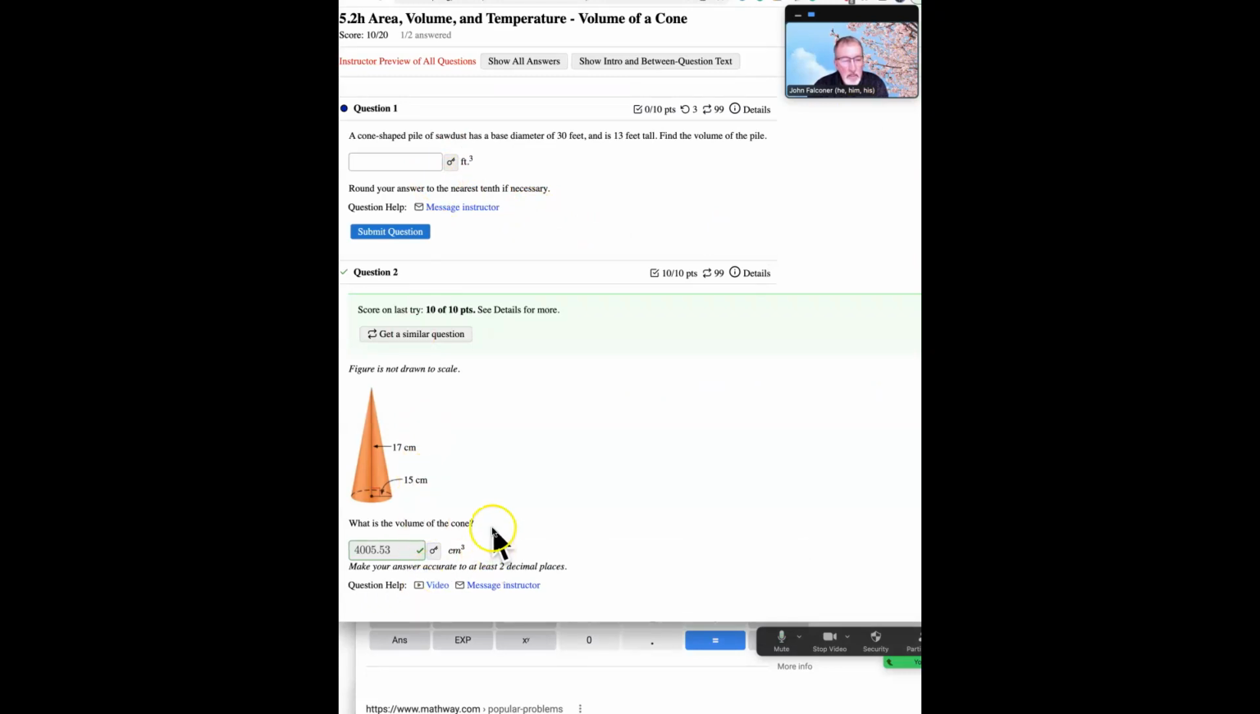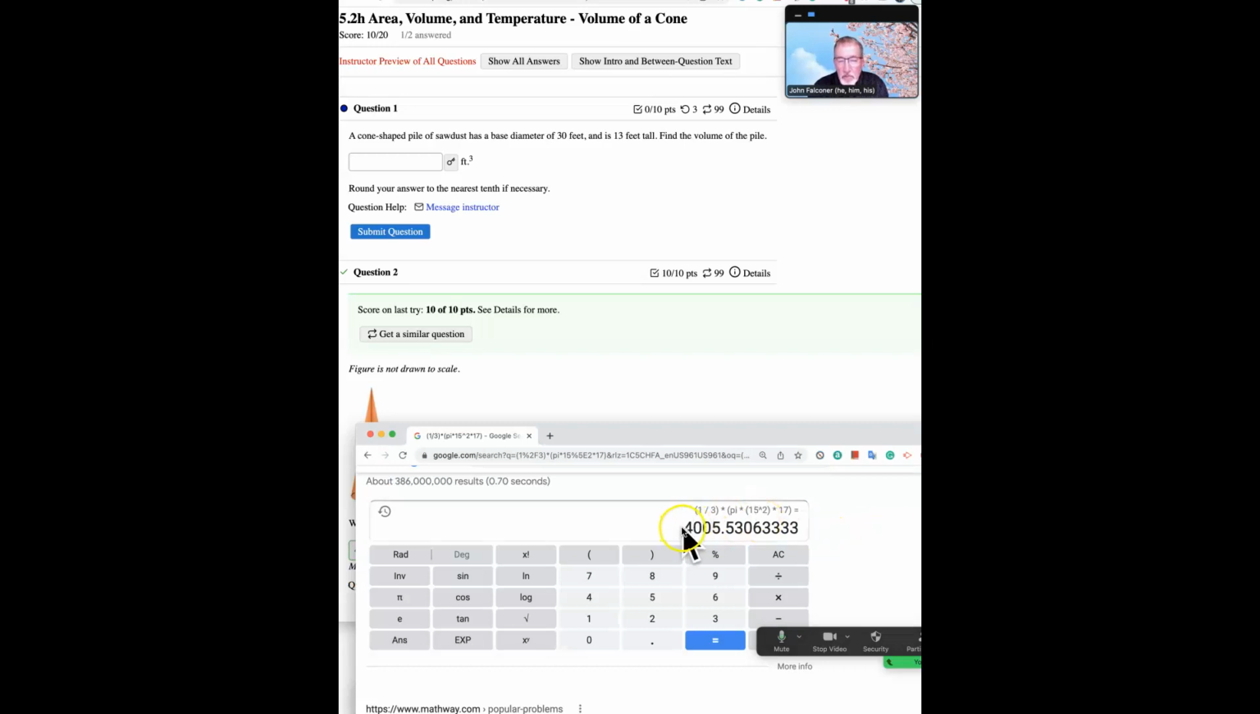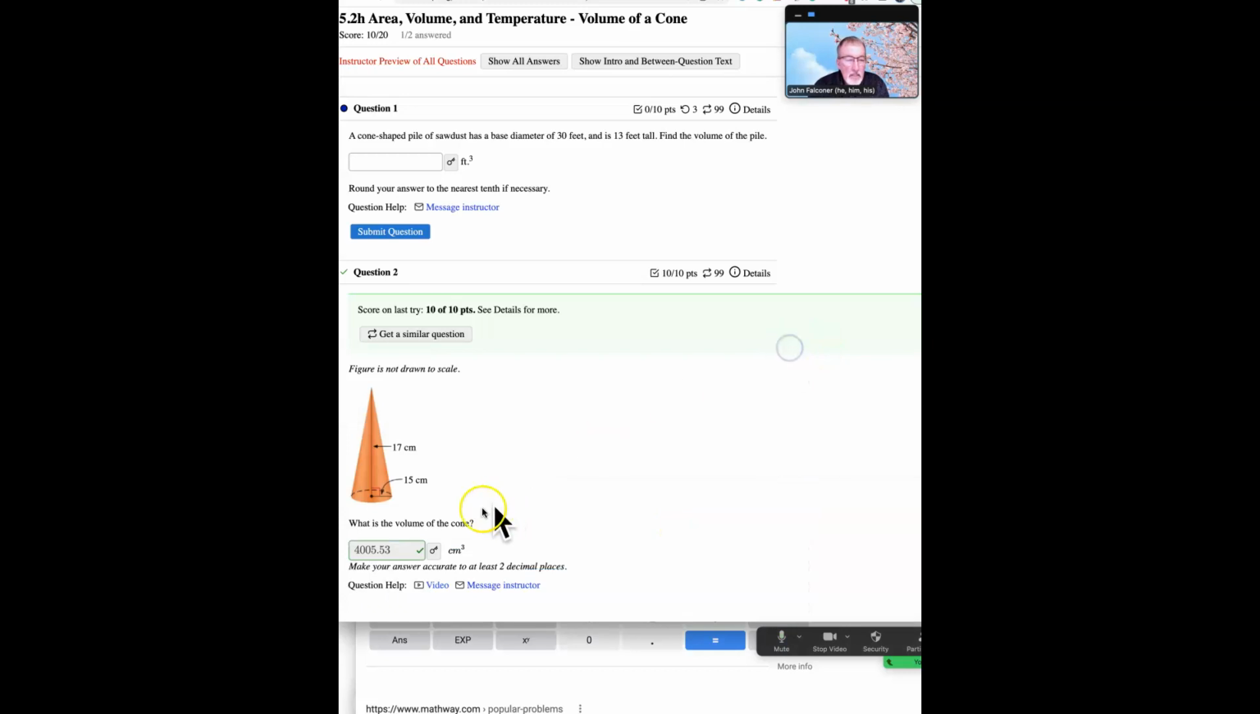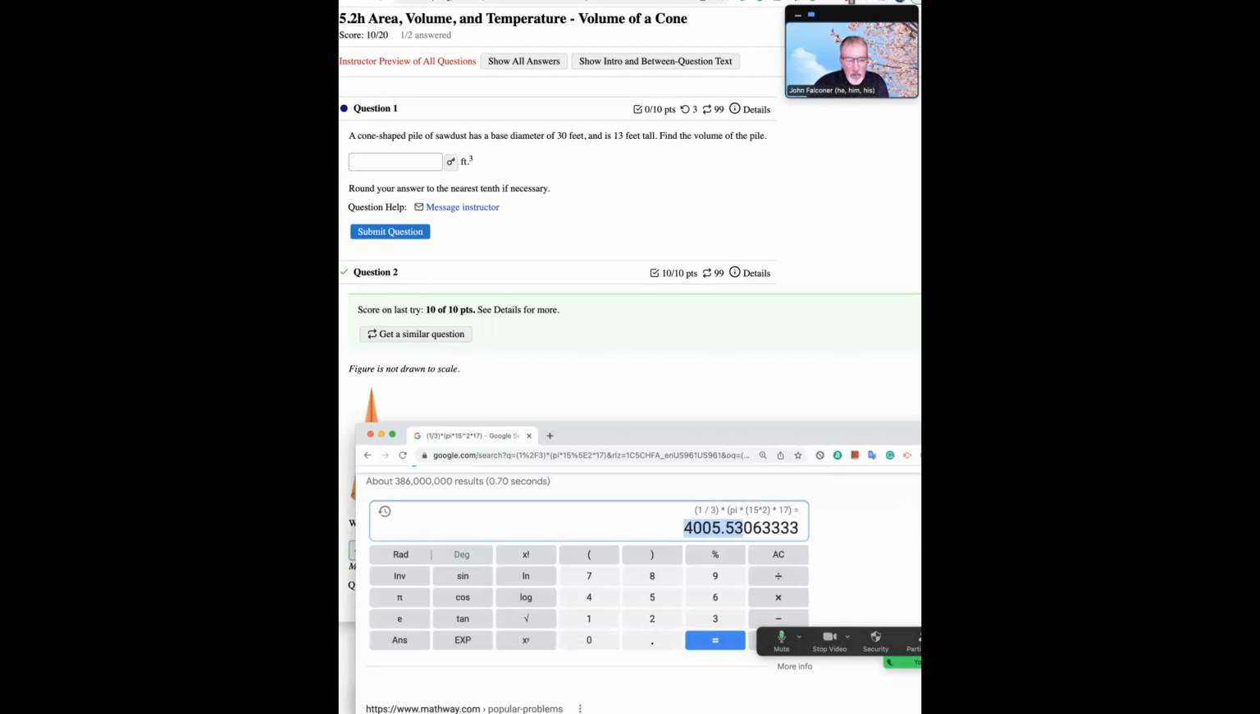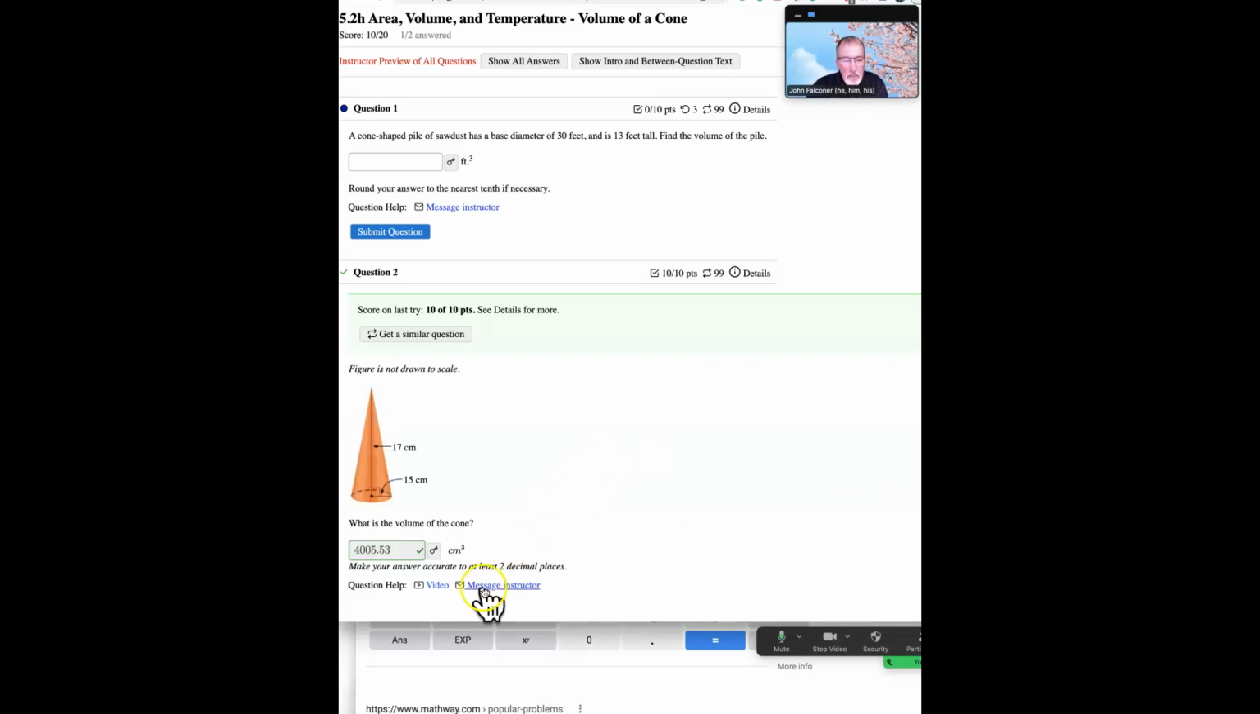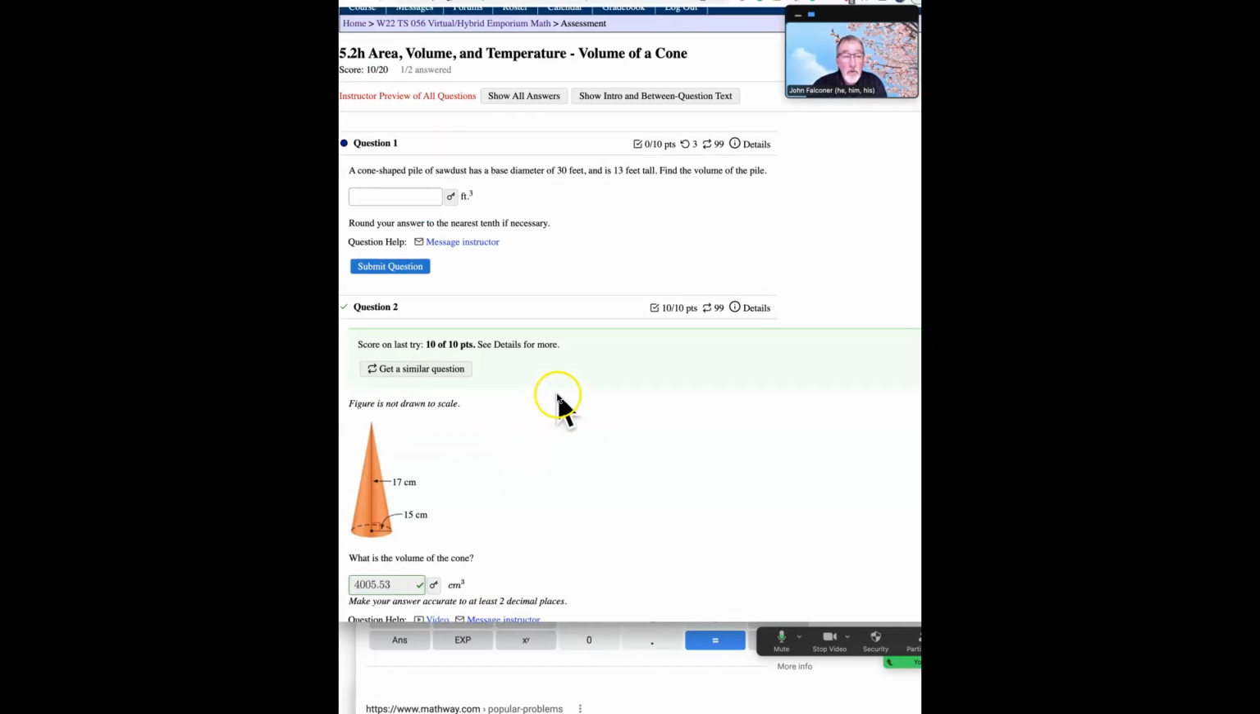And before you put in your answer and click check, they have centimeters cubed here already. Make your answers accurate to at least 2 decimal places. So we're going to put this number in, 4005.53. All right, and that's in. I didn't reset this from the last time. So 4005.53. So if you have questions about this, just go ahead and click Message Instructor and hit send, and I'll try to answer within 24 hours.